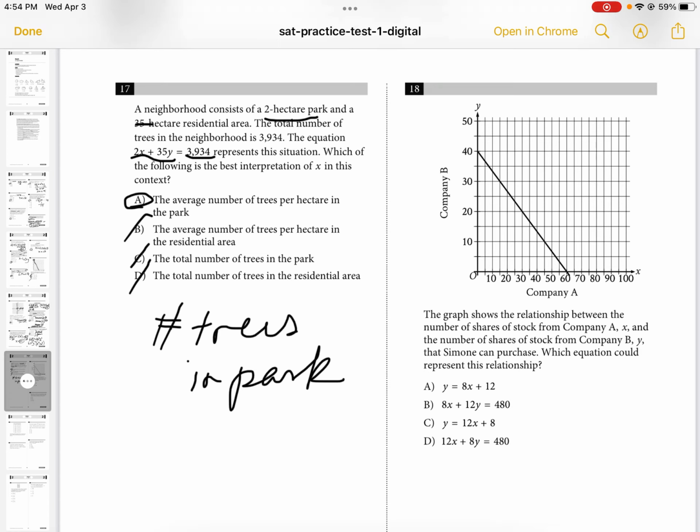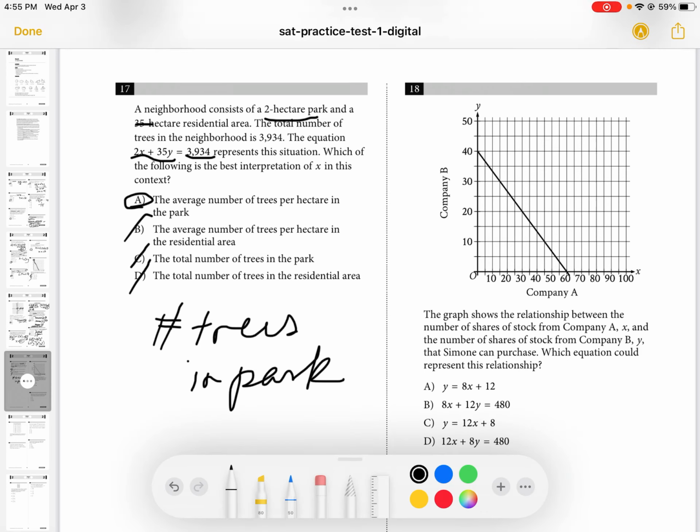Alright, 18. The graph shows the relationship between the number of shares of stock from company A, x, and the number of shares of stock from company B, y. Which equation could be used to represent this relationship? Well, since we have our x-intercept and our y-intercept, our x-intercept is (60, 0). Our y-intercept is (0, 40).